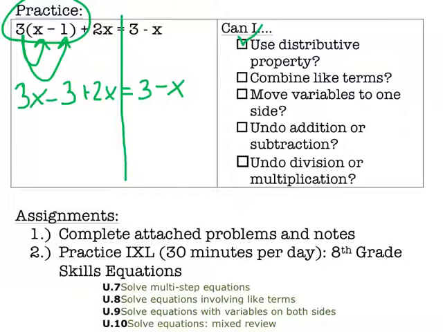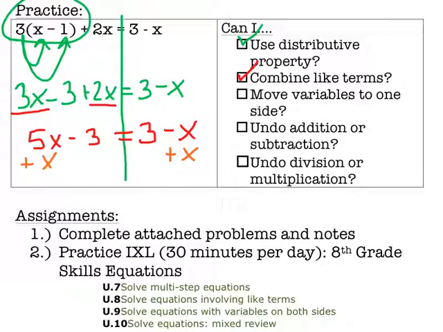The next thing I want to look for is combining like terms. So here I have a 3x and a 2x. And remember, that's on one side of the equal sign. So that's 5x minus 3 equals 3 minus x. I do have variables on both sides, and I need to take care of that next. I'm going to add x to each side, and this minus x plus x would be 0. I have 6x minus 3 is equal to 3.